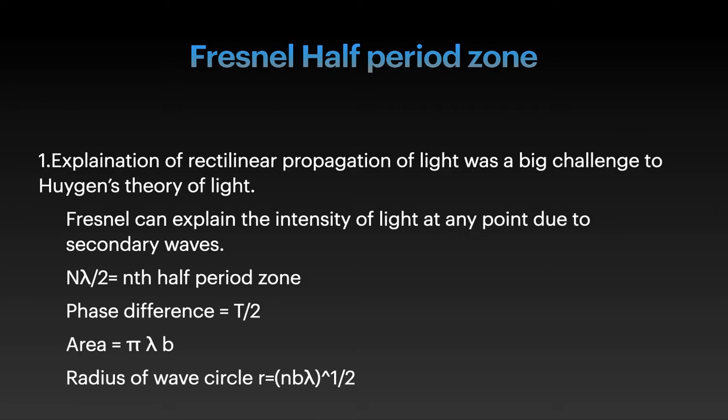Fresnel half period zone. It is how we denote the wave of spectra. Explanation of rectilinear propagation of light was a big challenge to Huygens' theory of light. Fresnel can explain the intensity of light at any point due to secondary waves.